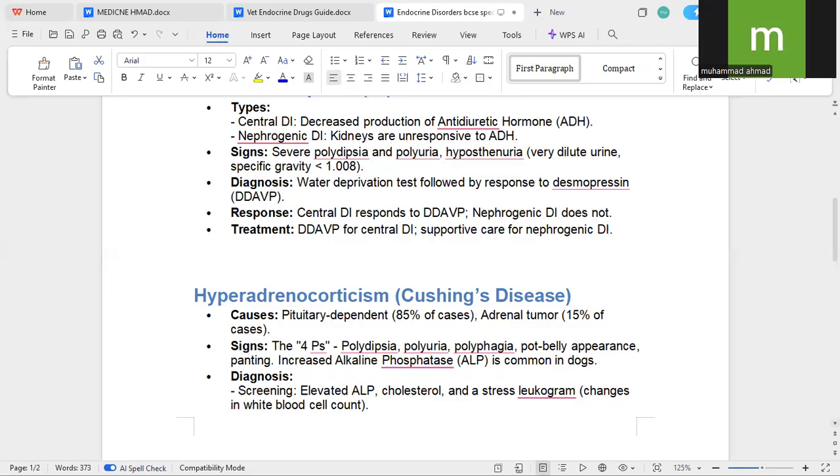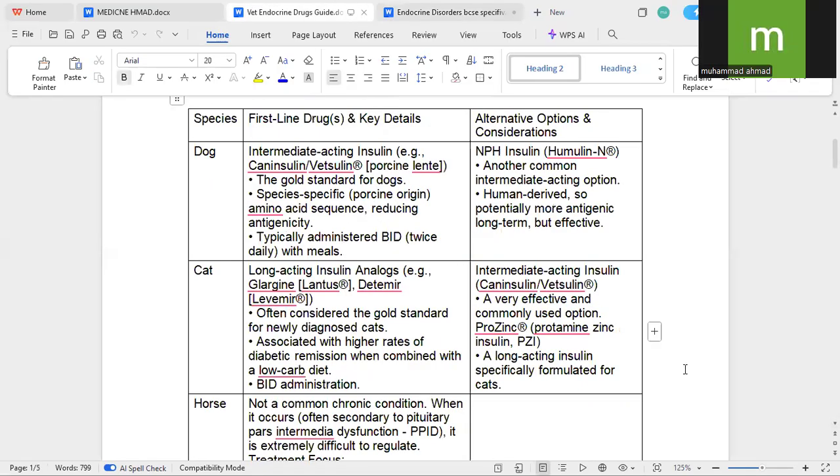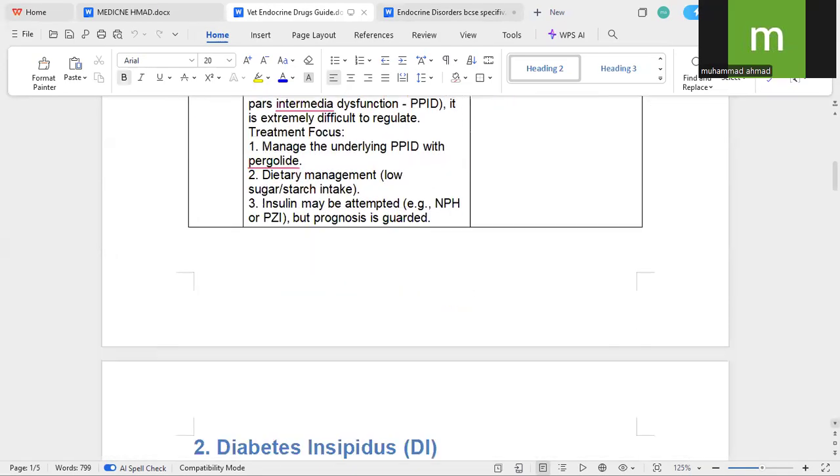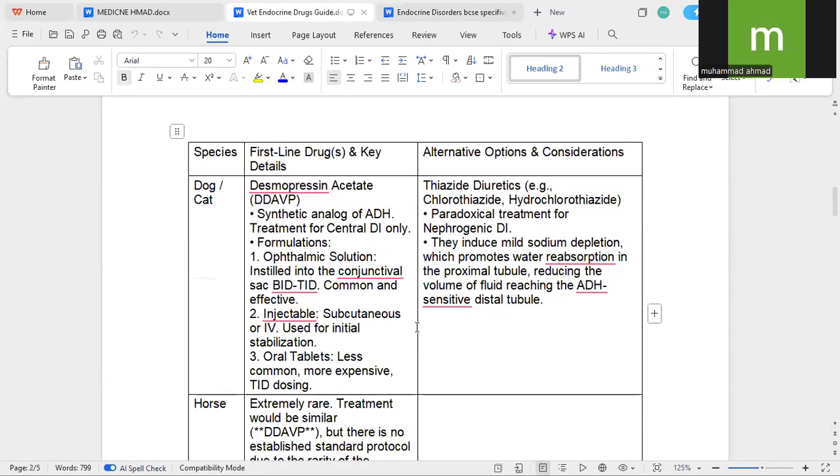So now let me check the table. In diabetes insipidus in dogs and cats, we use an analog of ADH like desmopressin, a synthetic analog of ADH. Treatment for the central DI only.